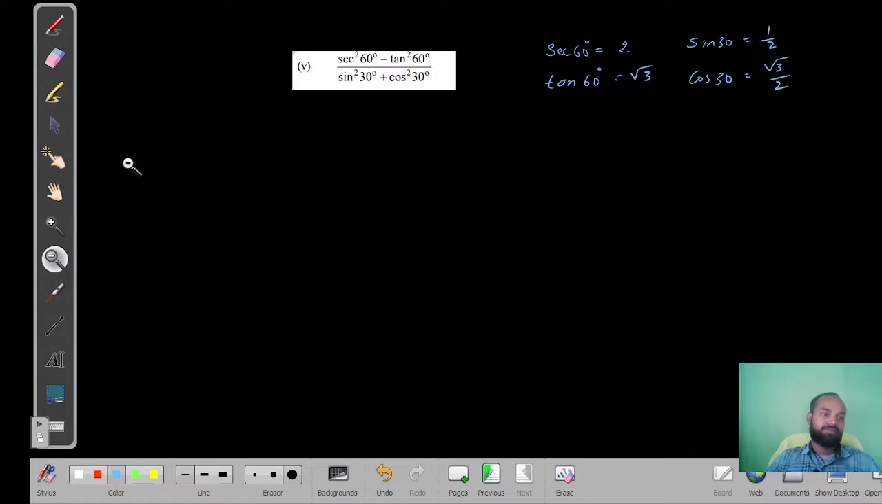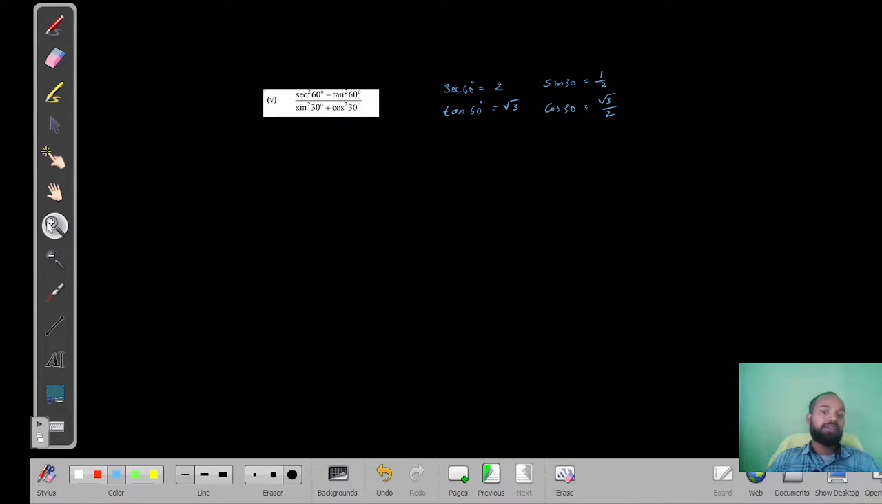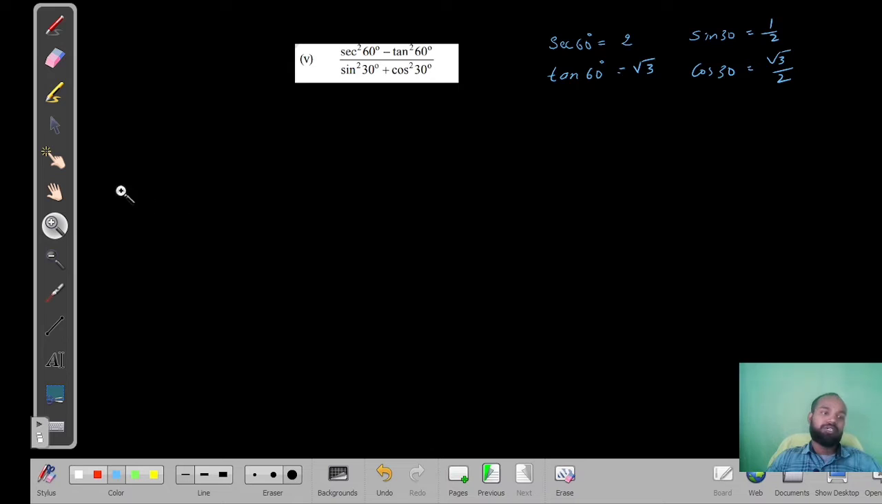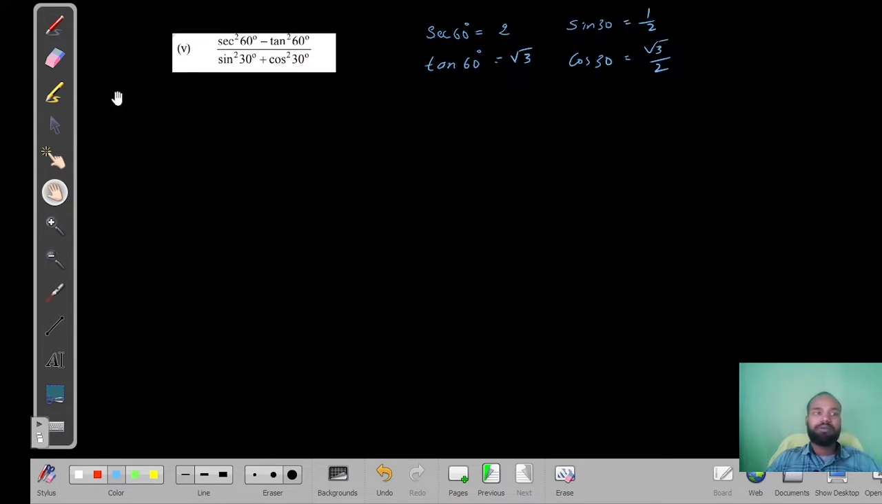That is our last problem, the fifth problem. See this one. It is very simple, just substitute the values. What is sec 60? That is 2. What is tan 60? Root 3.